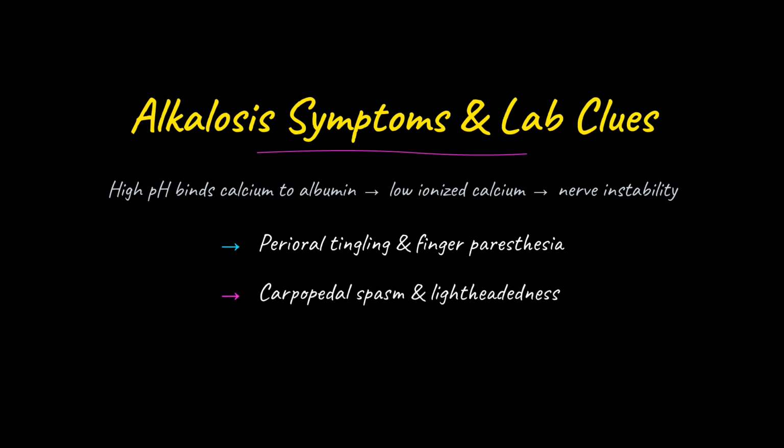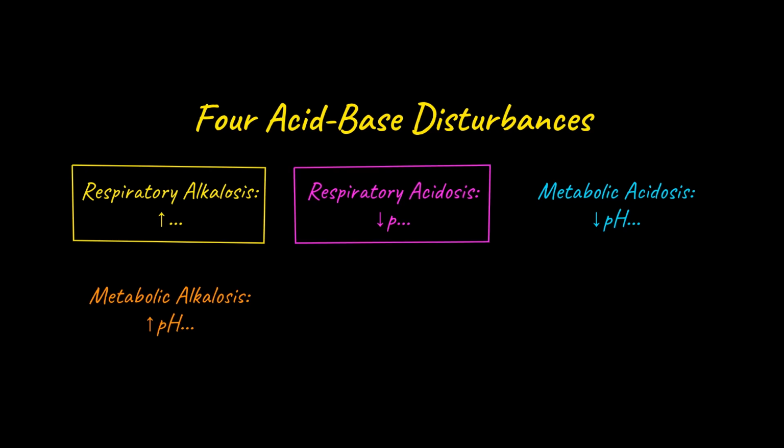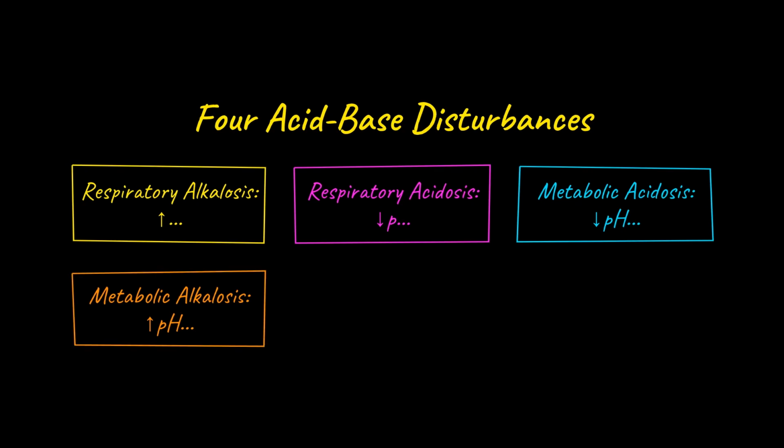On the arterial blood gas, you will see a high pH paired with a low carbon dioxide and a normal bicarbonate, confirming the disturbance is respiratory and acute. Keep the four disturbances distinct. Respiratory alkalosis is the only one combining fast breathing, a low carbon dioxide, and a high pH simultaneously. Respiratory acidosis runs the opposite direction with retained carbon dioxide. Metabolic forms are driven by bicarbonate changes, not by ventilation rate.